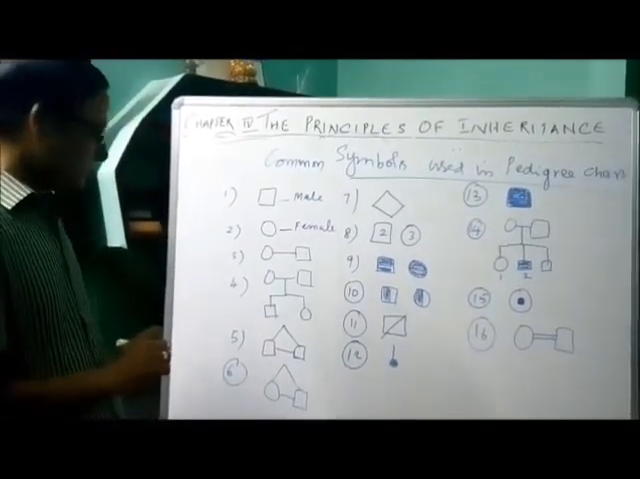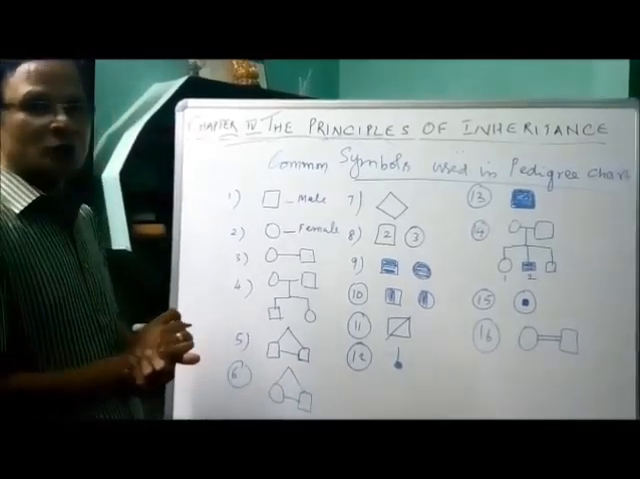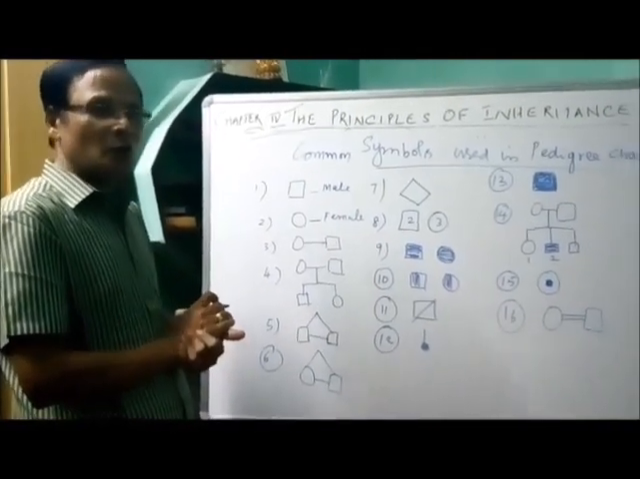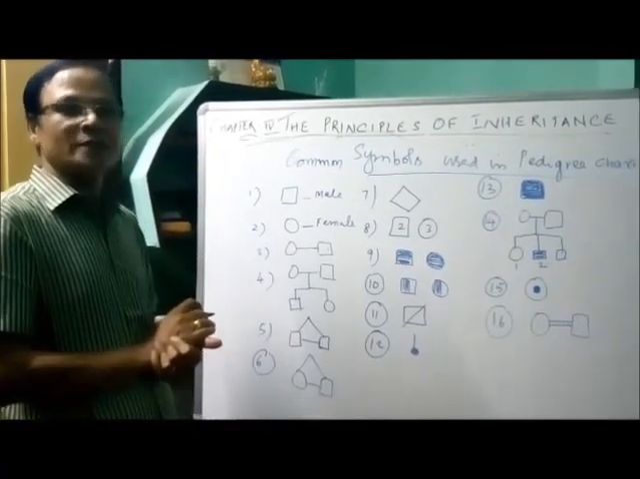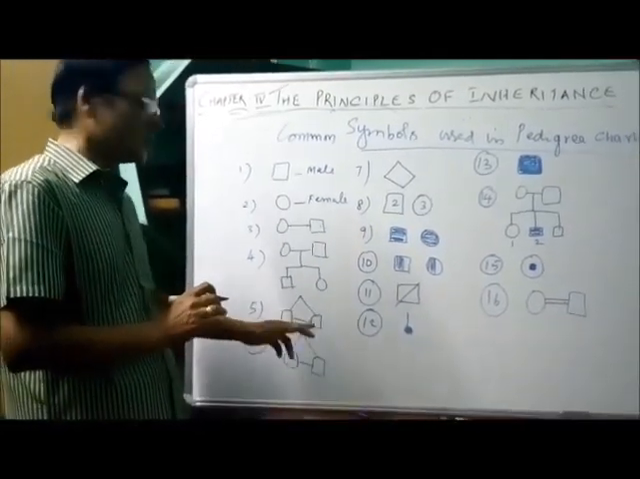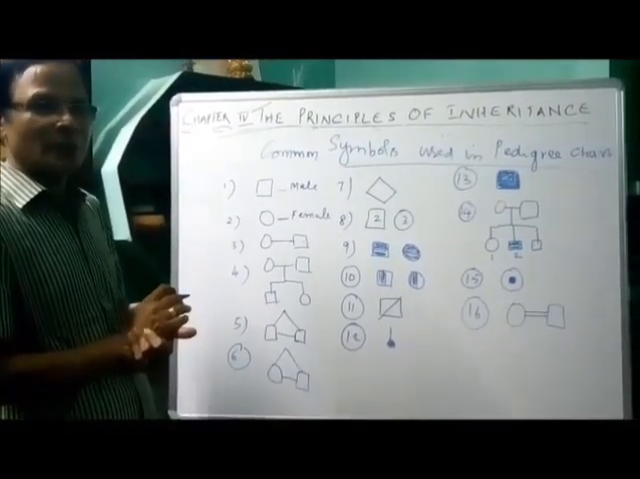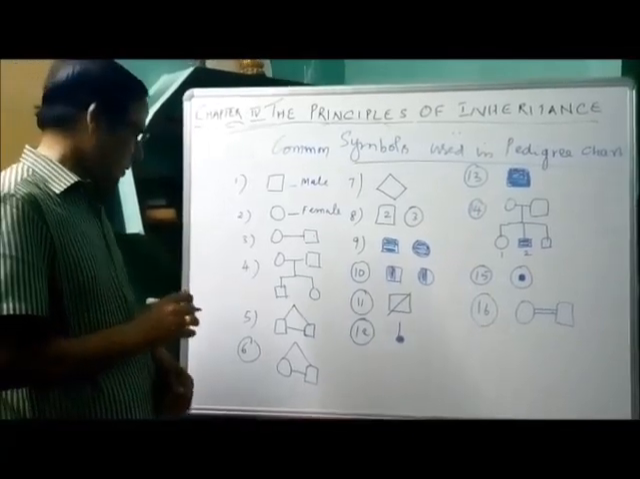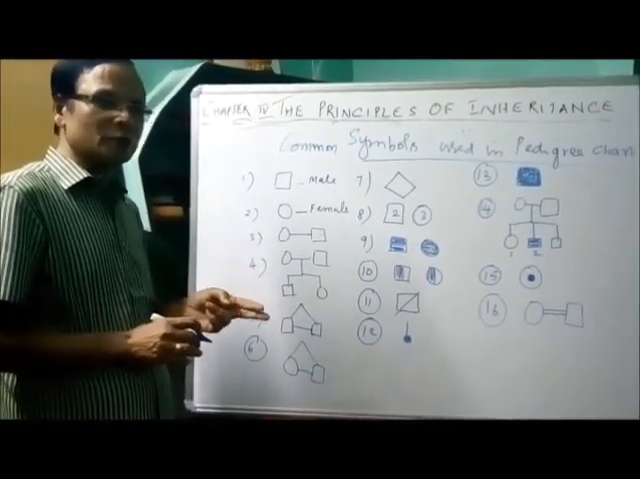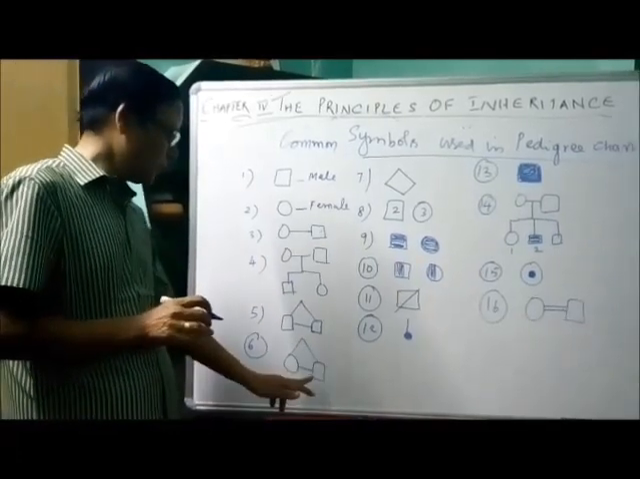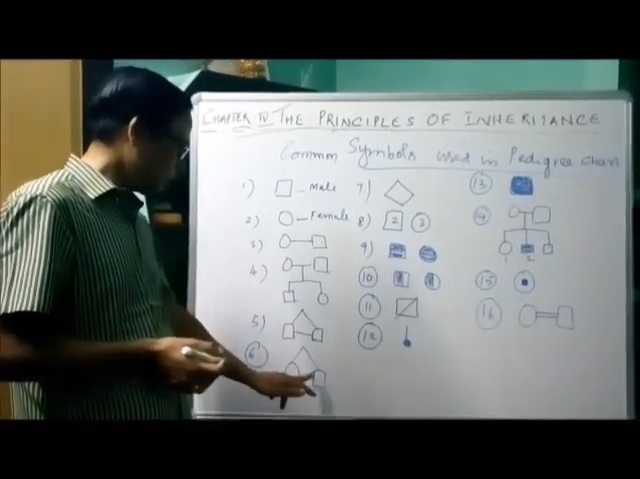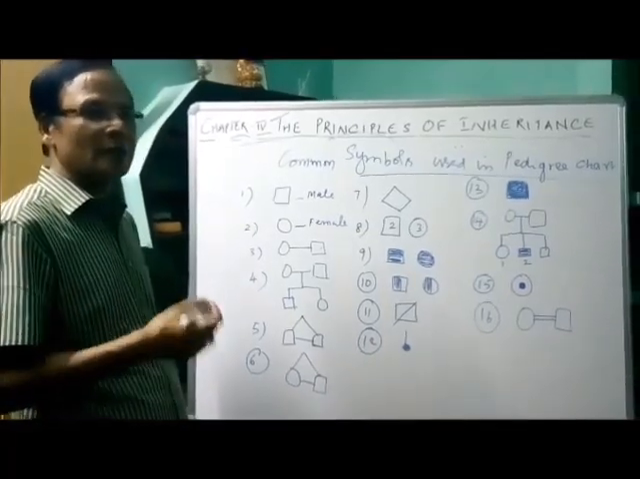Now the next one. This symbol represents monozygotic twins. Monozygotic twins are identical twins. Two identical individuals are formed from a single egg, by a single fertilization. In monozygotic twins, the two resulting babies are exactly identical, either both male or both female, but not one male, one female. Now the next one, dizygotic twins. In dizygotic twins, two different eggs are fertilized by two different sperms, so that we get two babies. The babies may be of the same sex or different sex, but here we are representing one female, one male, that is fraternal twins or dizygotic twins.